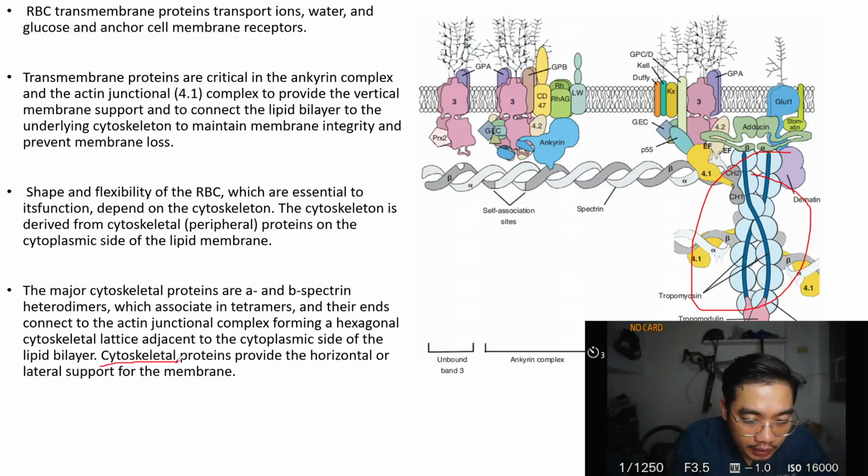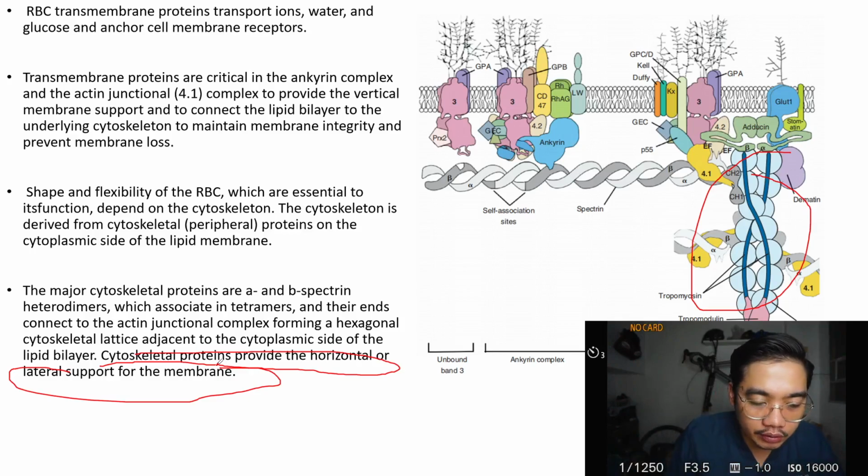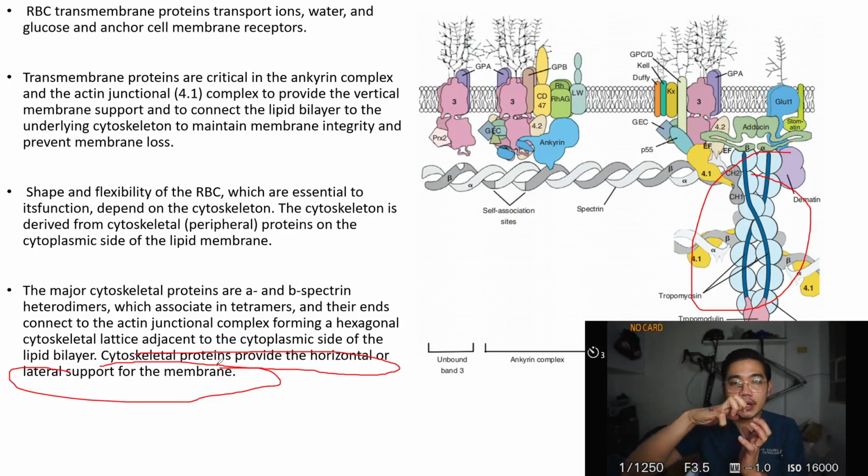So the cytoskeleton proteins provide horizontal or lateral support for the membrane. So what is this horizontal support? If there is no vertical support, it will become a sphere, or spherocytosis. If there is no lateral support, the cell will flatten. So that's what we call elliptocytosis, elliptocytes.